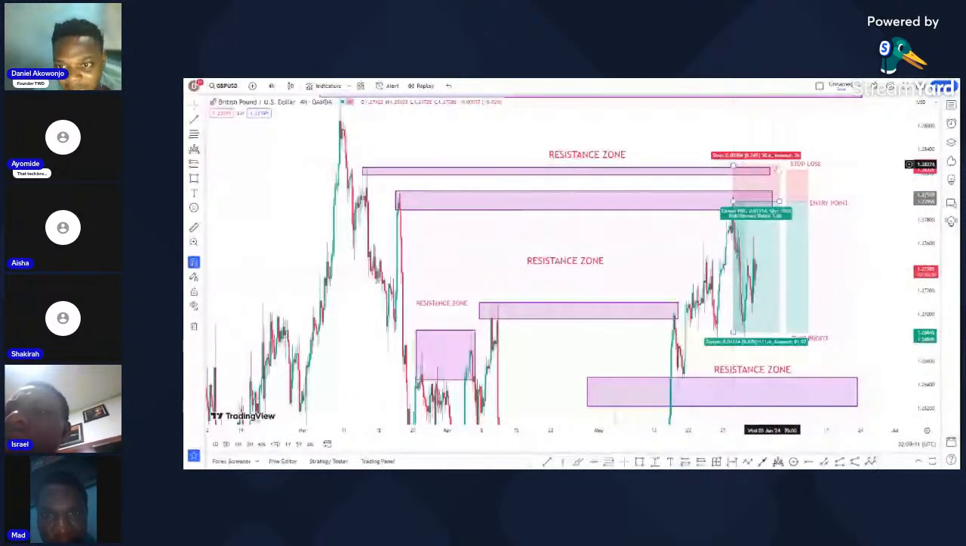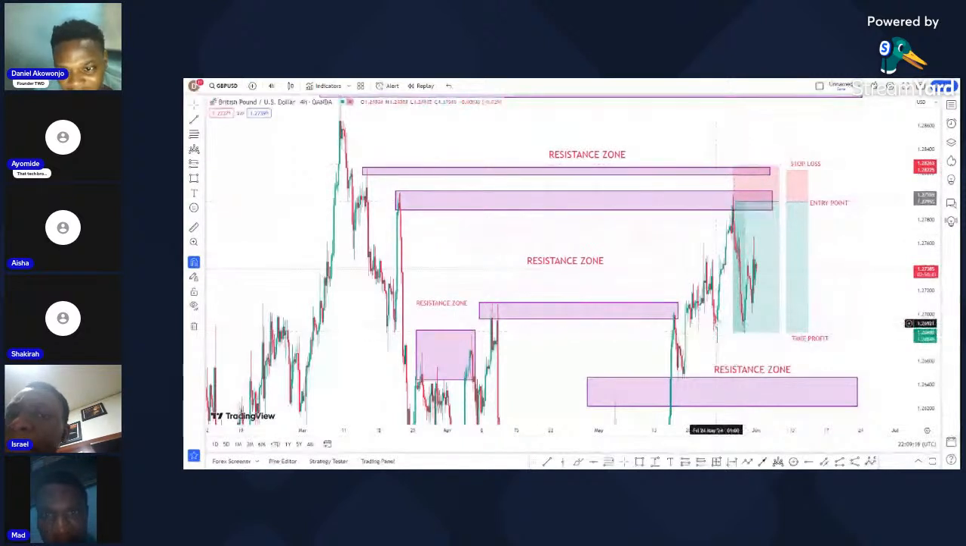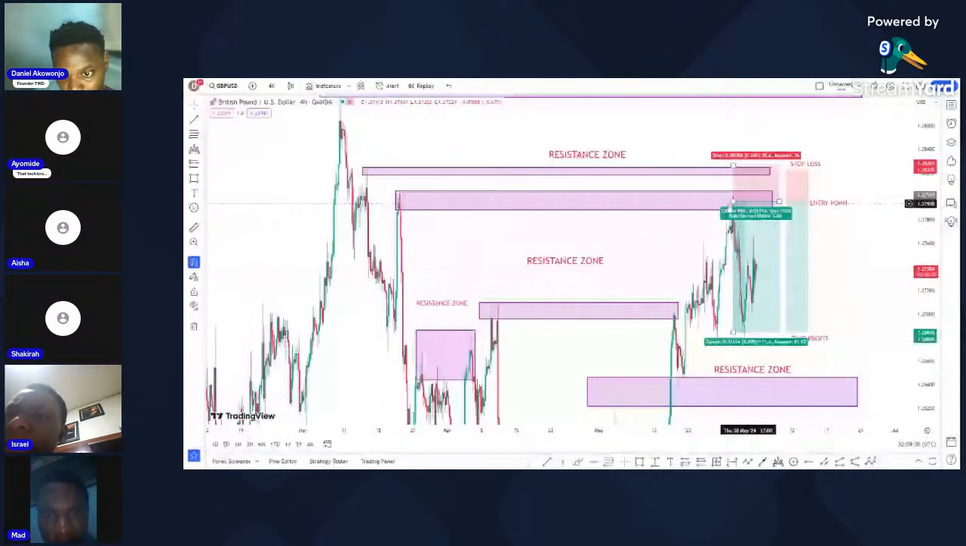Now, this is my entry point. Where do you want to set your take profit? I want to set my take profit in the next support zone. Remember, this is my resistance zone. This is my support zone. Support zone is down where a buy is about to take place. Resistance zone is where a sell is about to take place.